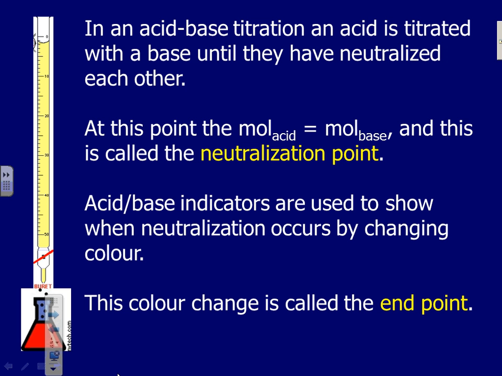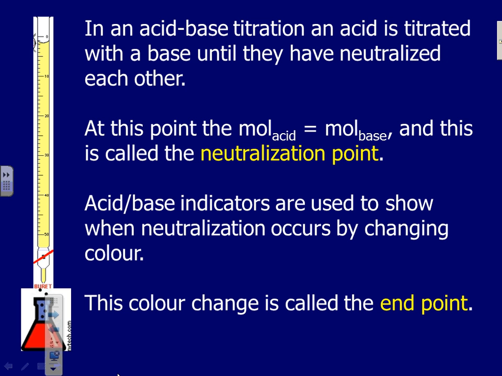So in an acid-base titration, an acid is titrated with a base until they have neutralized perfectly. At this point, the moles of acid equals the moles of base, and we call it the neutralization point. It's where neutralization has taken place. The way we're going to know whether neutralization takes place or not is using an indicator. And we already have seen the color changes involved in an indicator, right?